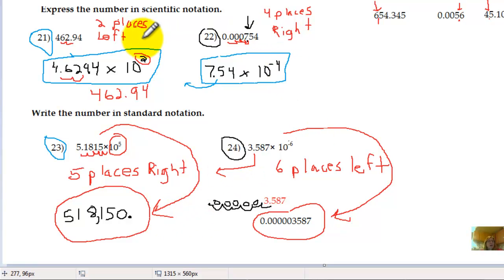So remember how to go back and forth. This is positive exponents, and these two have to do with negative exponents. And the major difference, when you have a negative exponent, you're dealing with numbers that have zeros in front. And with the positive, you're dealing with numbers that have zeros on the other side, or no zeros at all, they're just digits. Okay.